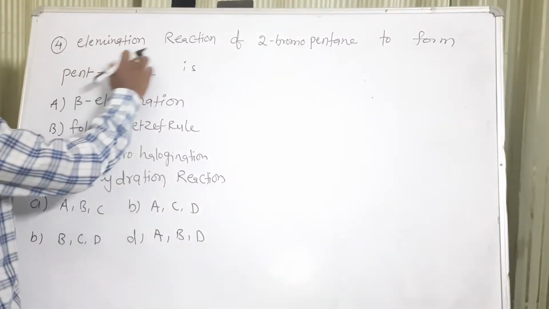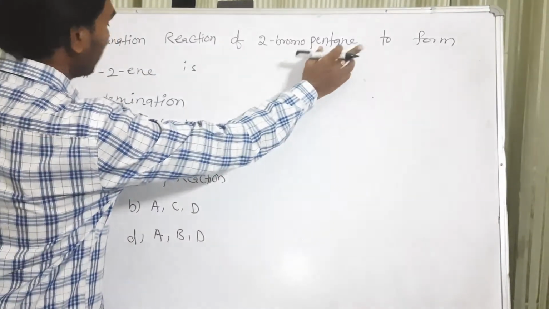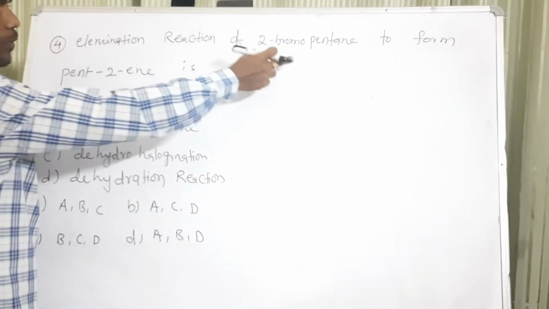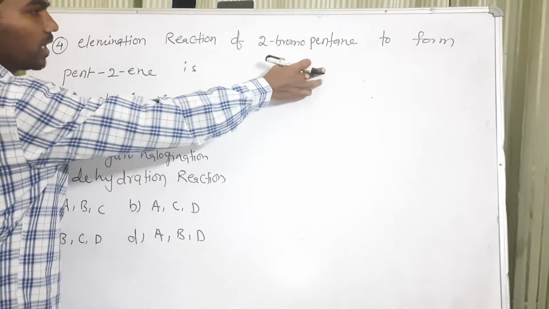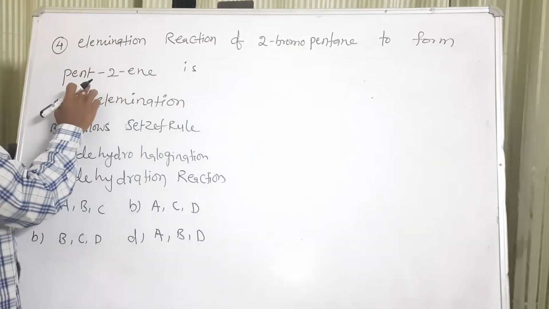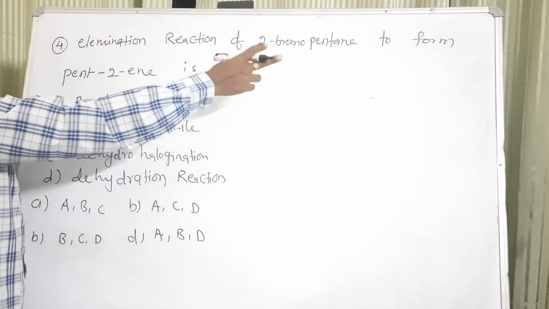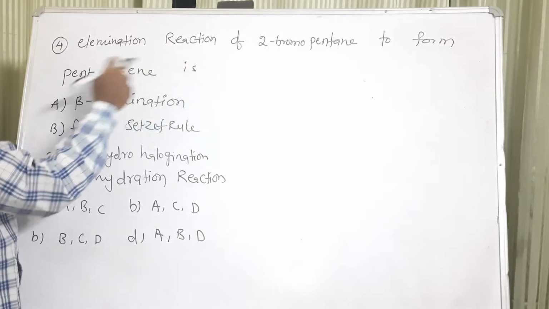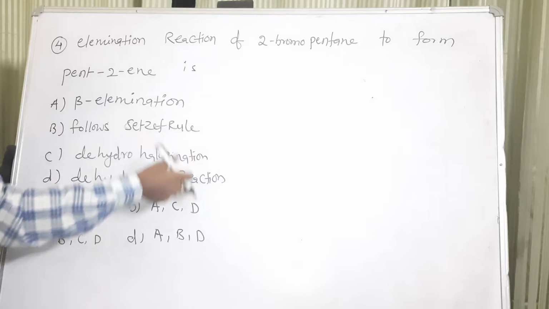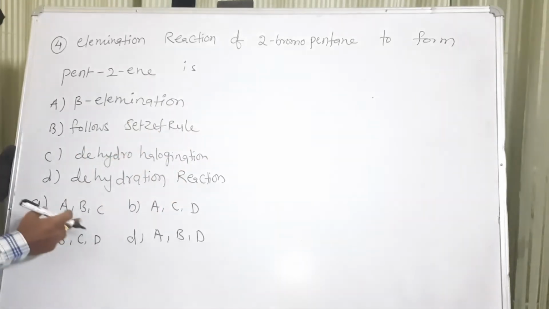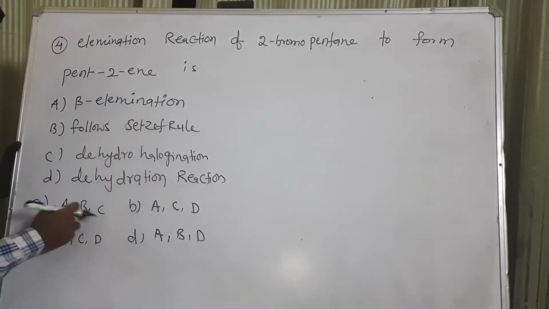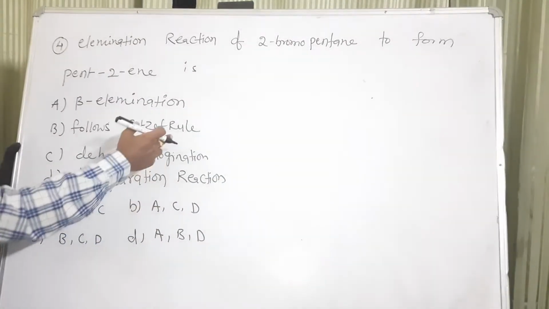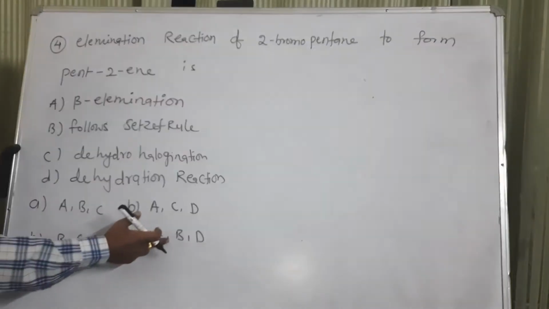Question: elimination reaction of 2-bromopentane to form pent-2-ene is. 2-bromopentane will participate in an elimination reaction. To form pent-2-ene from 2-bromopentane, among the 4 options, which one will it follow? So they have given: does it follow ABC, does it follow these 3 conditions ABC, or does it follow ACD, or BCD, or ABD?